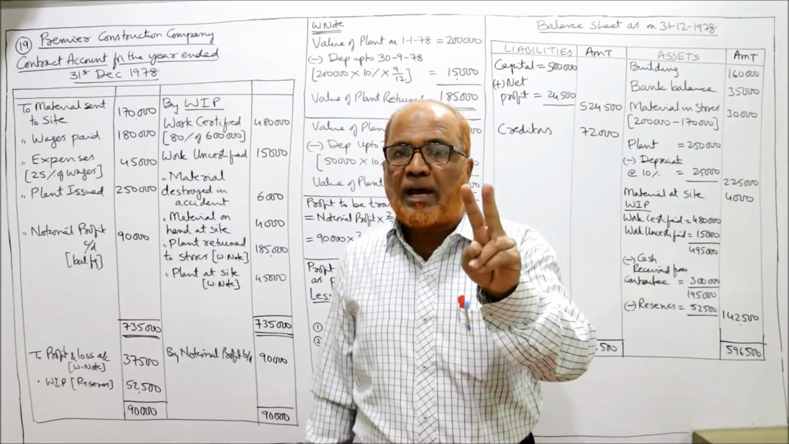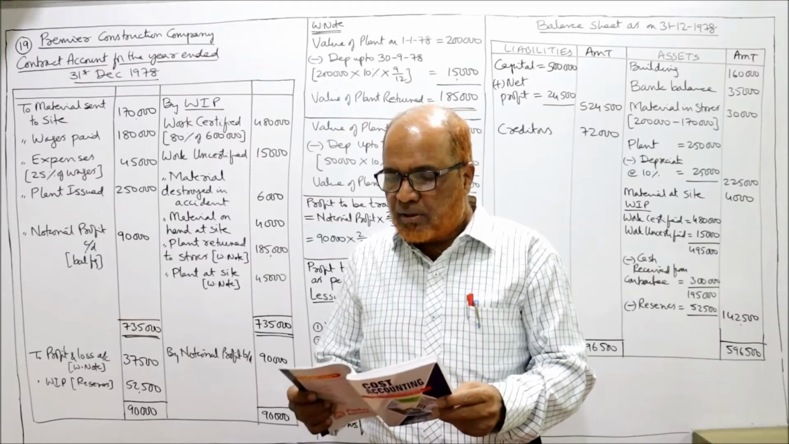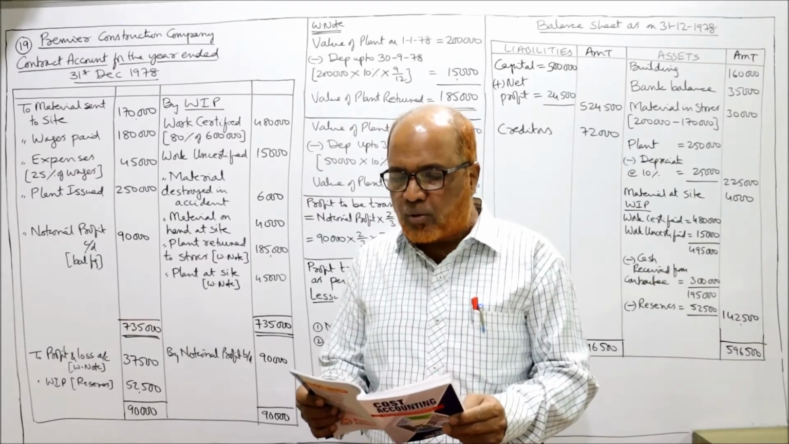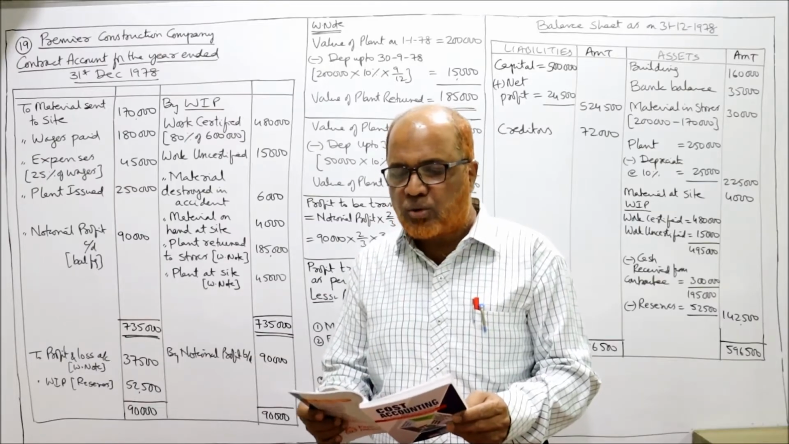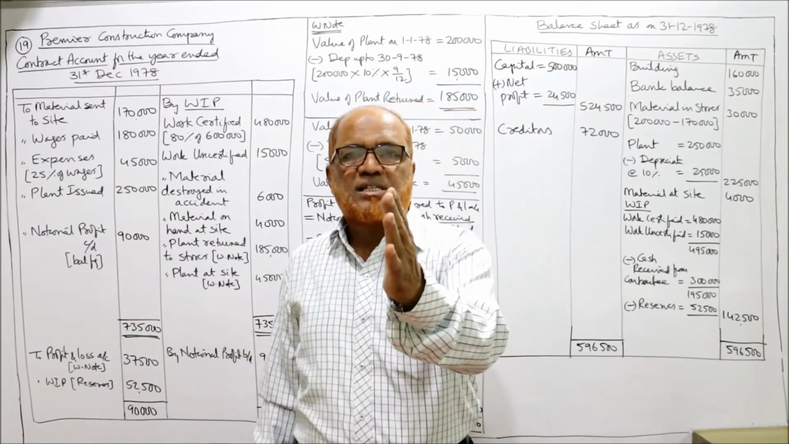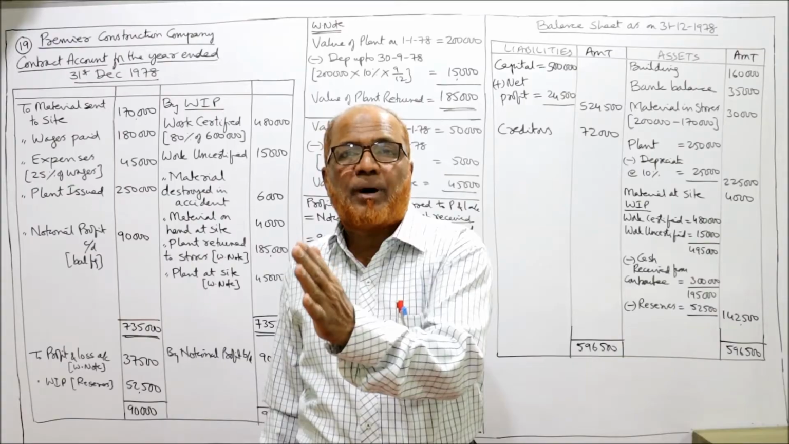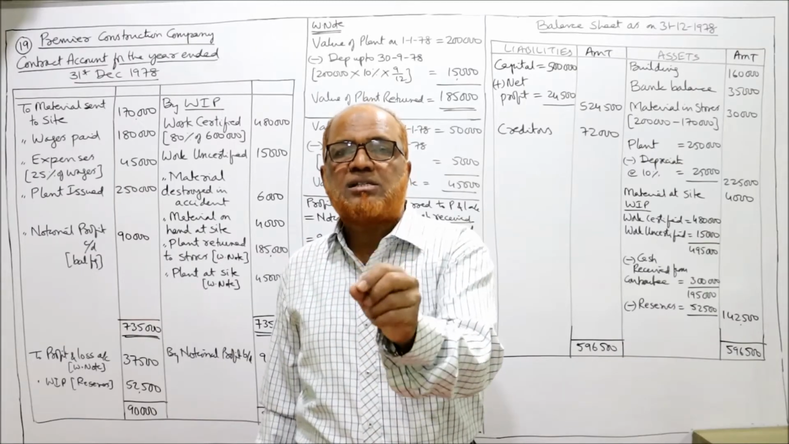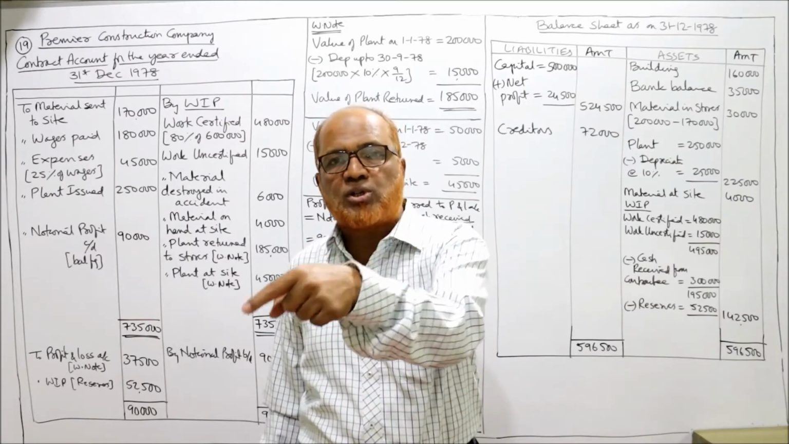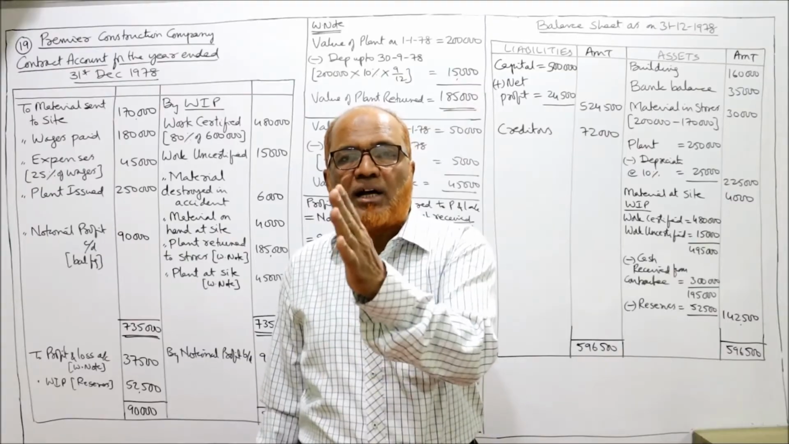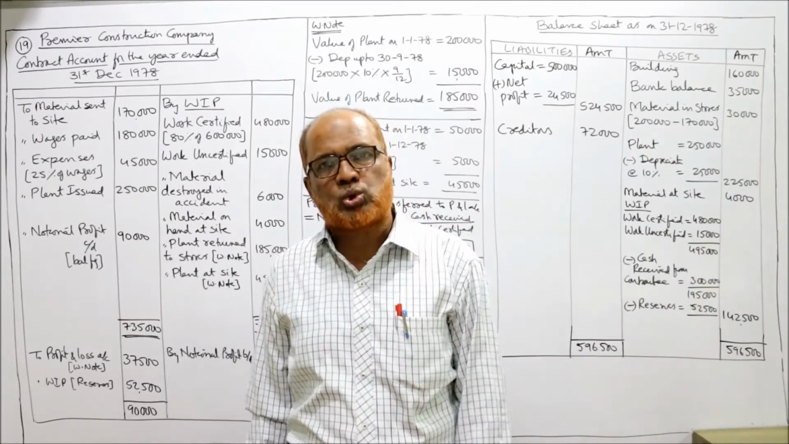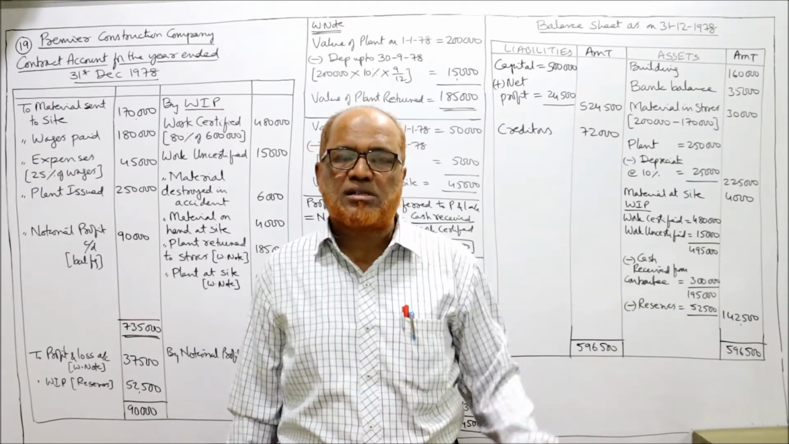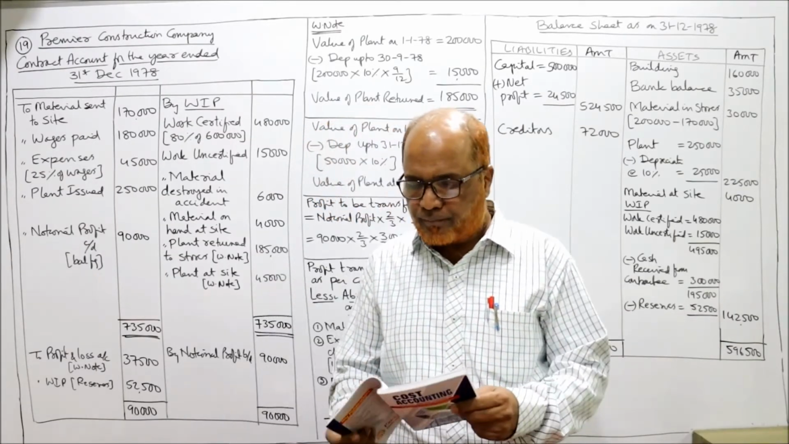The remaining plant with a cost of 2 lakh rupees was used from 1st January to 30th September, for 9 months, at the site. And on 30th September, this plant was returned back to the stores. 9 months के बाद वो return कर दिया stores को.